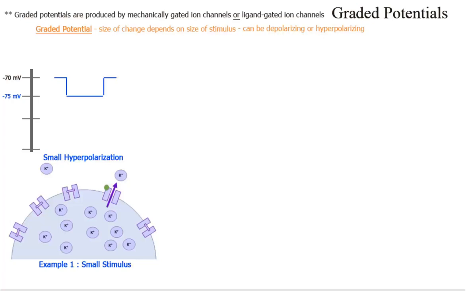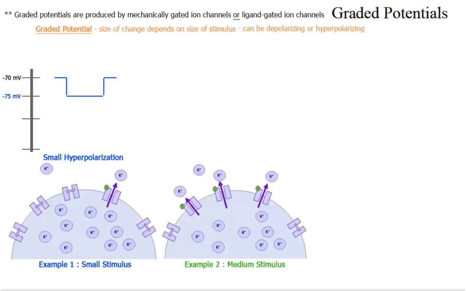So here is our second example. In this example, we have a medium stimulus as shown by 3 of the chemical ligands. And so now we are opening up 3 of the ligand-gated potassium channels. So more potassium is able to leave the cell, making the inside more negative. So if we show that on our scale, this would look like a medium hyperpolarization. So now we're going from minus 70 to say minus 80.